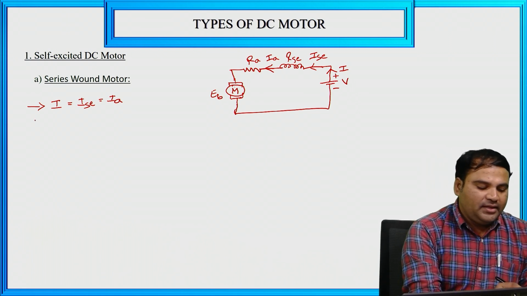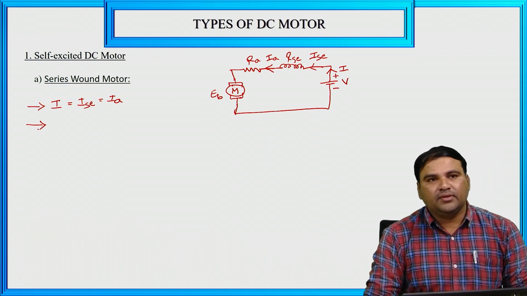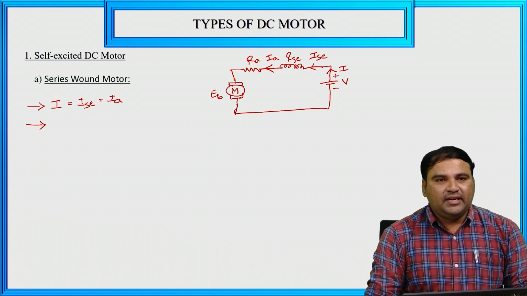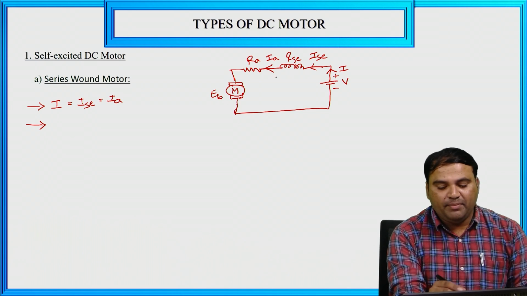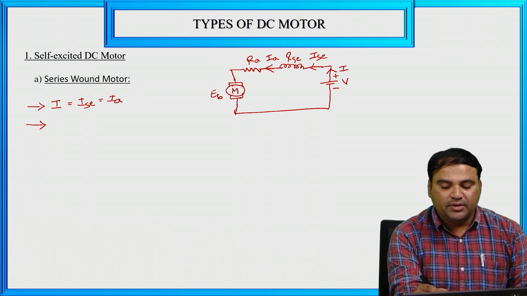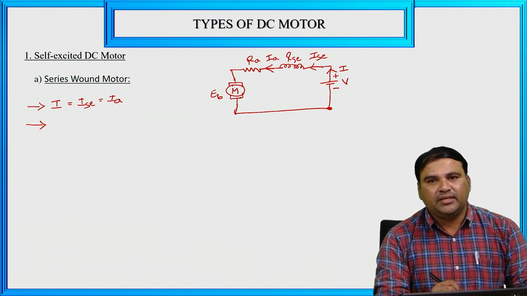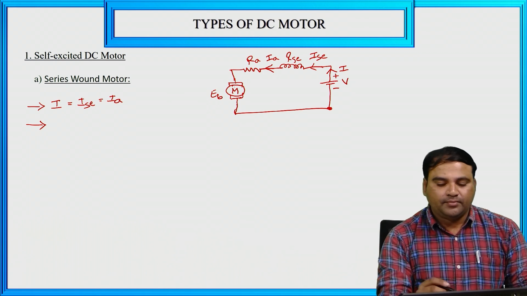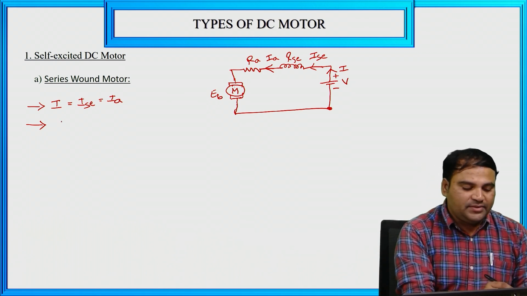Similarly, now we have to write the voltage relations of the series wound DC motor. In this case, we have to apply KVL in this loop. I am starting from this point. When applying KVL, we always need to take the second polarity. Here the second polarity is plus and the voltage is V.